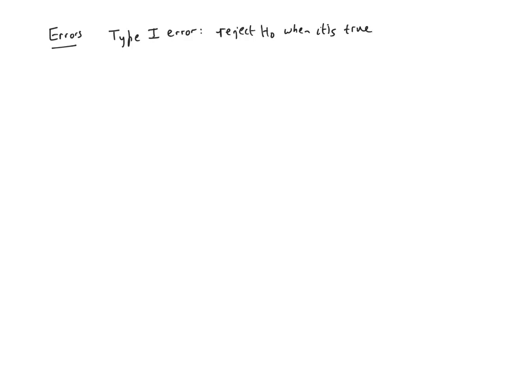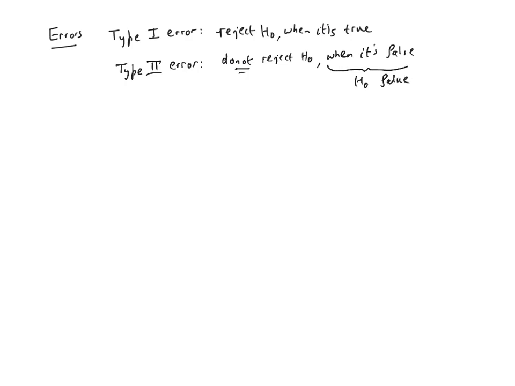So a type 1 error is the act of rejecting h0 when it's true. In this case, the type 2 error is defined in a similar but different way. The type 2 error is that we do not reject h0 when it's false. So type 2 error is about not rejecting a false null hypothesis. So h0 is false. Now if h0 is false, then of course that means h1 is true.